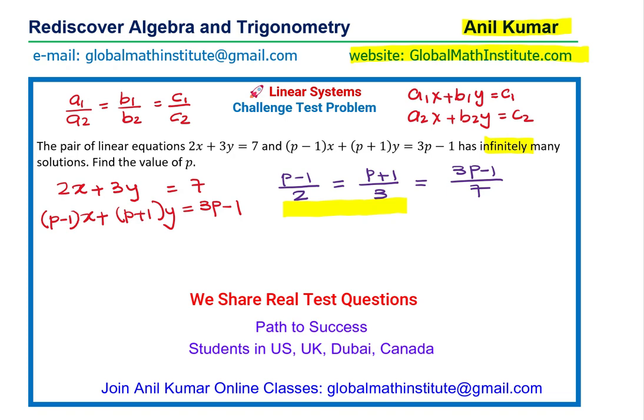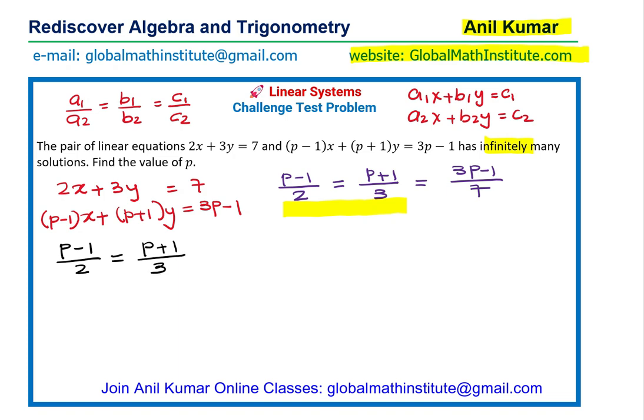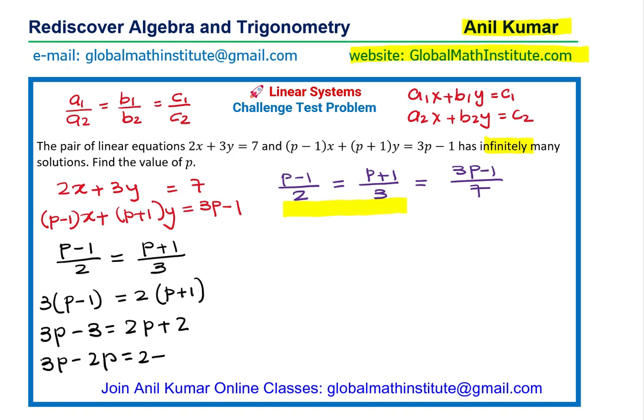So we have (p - 1)/2 = (p + 1)/3, cross multiply. 3 times (p - 1) = 2 times (p + 1), open the bracket. 3p - 3 = 2p + 2. Bring the p's together, the variables: 3p - 2p = 2 + 3, and that gives you the solution of p as equal to 5.